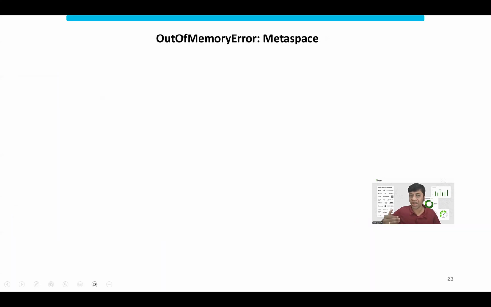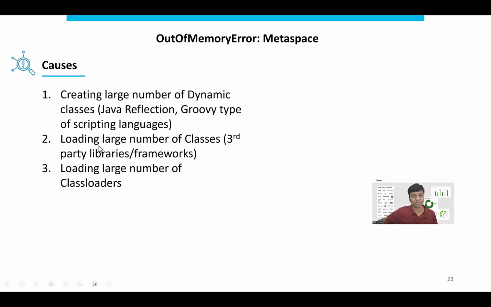Let's do a quick recap of how to go about troubleshooting out of memory error metaspace, which is a pretty common native memory leak. What causes it? When I try to create a large number of dynamic classes, for example using Java reflection to load new class definitions, you're going to see this error. Second, maybe I'm loading a lot of third-party classes, jars, and frameworks, and I don't have sufficient metaspace. Then you're going to confront this out of memory error metaspace.